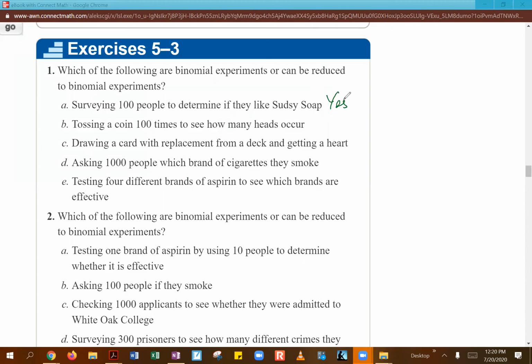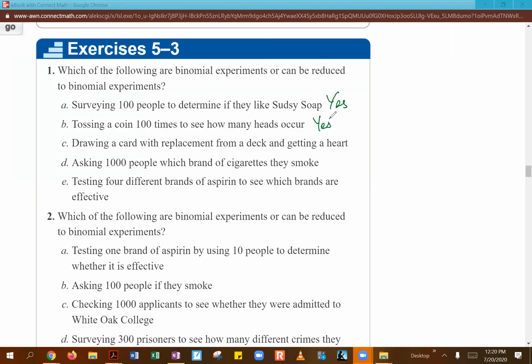Part B. Kimberly, you're saying yes. Jesus, yes. Alexander, yes. Okay. So again, you have a fixed number of trials. We're tossing the coin 100 times. You either get a head or a tail, so 2 outcomes. And again, each coin toss is going to be independent. So the last 2 requirements would also be fulfilled: independent, and the probability of success would remain the same.